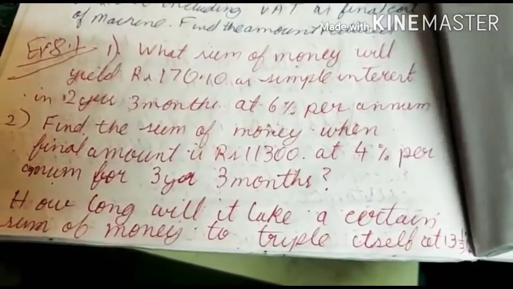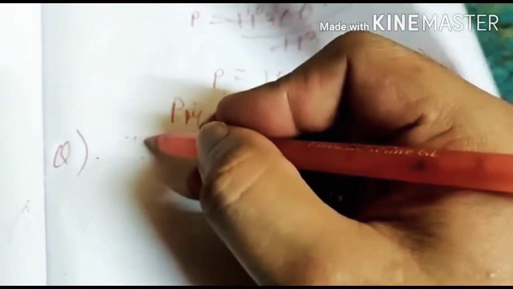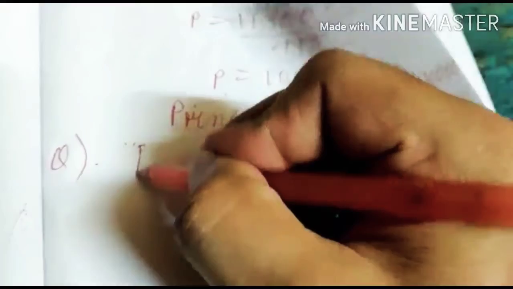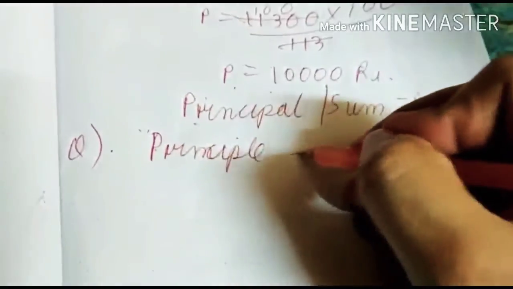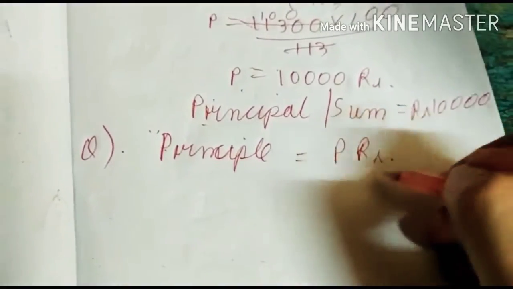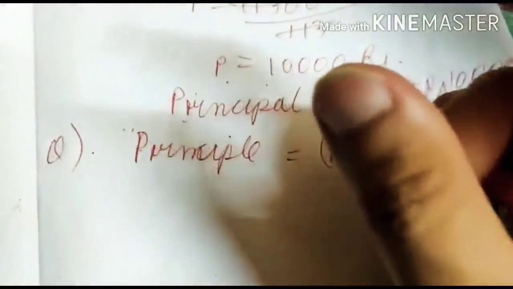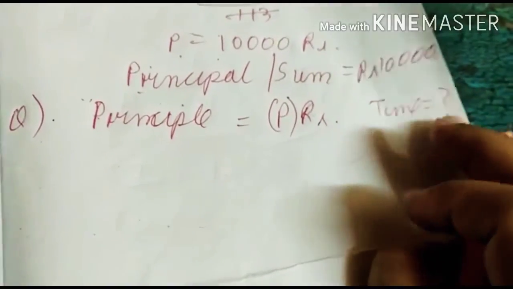Okay, our next question here is, how long will it take a certain sum of money to triple itself at 13 whole 1 by 3%? The question here was that there is a certain principal, say P rupees. It says the money triples itself. For how long will it take? Means this time is unknown.